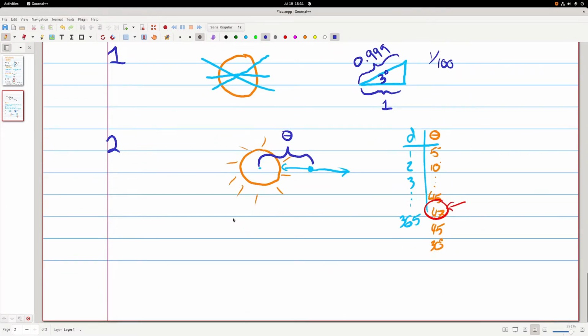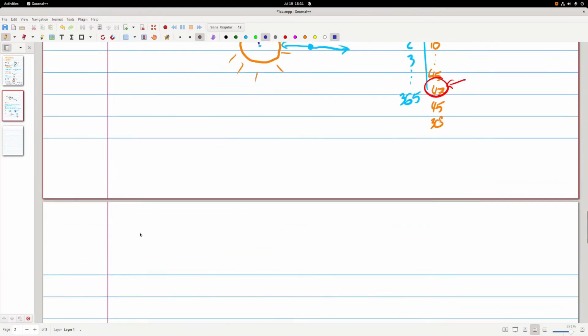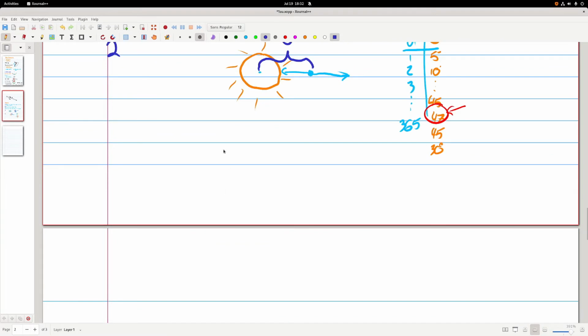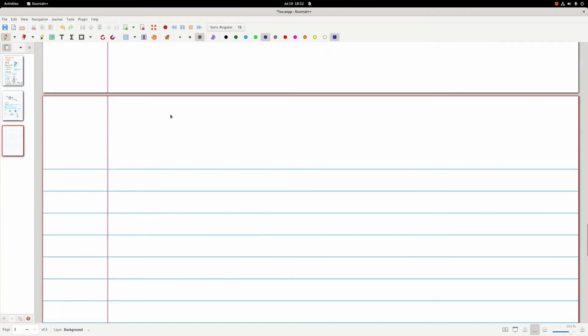The third one is, how do we know it's 90 degrees to the line of sight? There are two ways to perhaps interpret this question, and I'll try and answer both. The first is, how do we know this to just be true with a general circle?